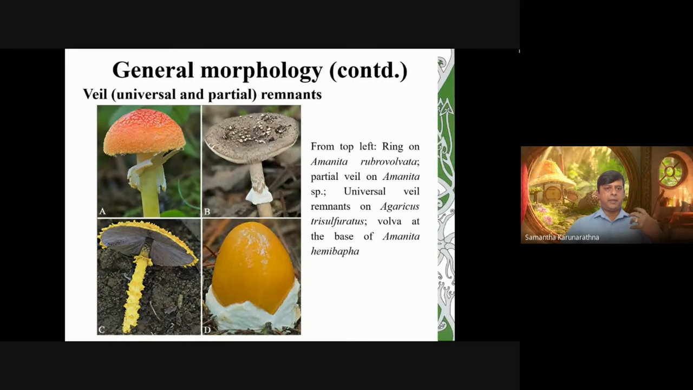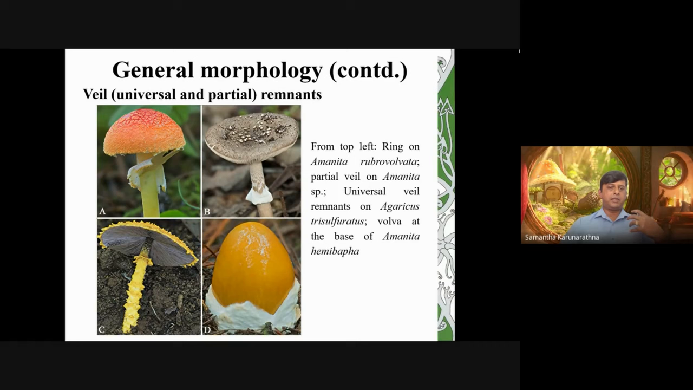As I mentioned, some mushrooms have a veil, or we call it an annulus. This is the remnant of the universal veil. As you know, when the mushroom is small, in the button stage, the whole mushroom is covered with the universal veil. And when the mushroom opens, some parts of the universal veil remain on top of the cap. You can see in this Amanita species, these are the remnants of the universal veil. We call them the scales on the cap.